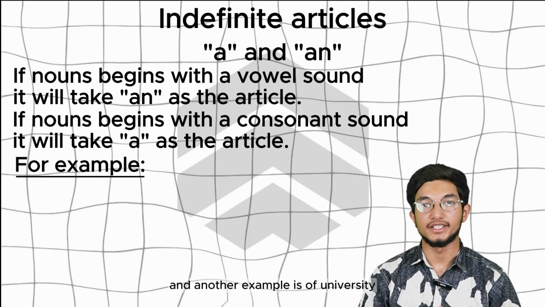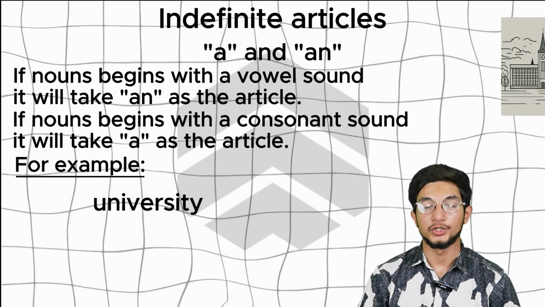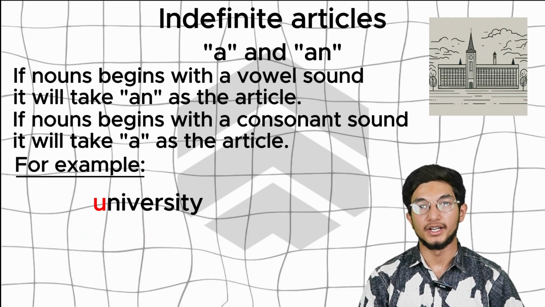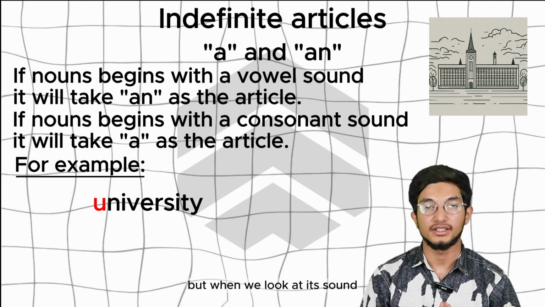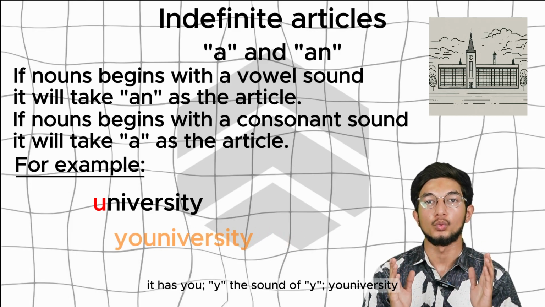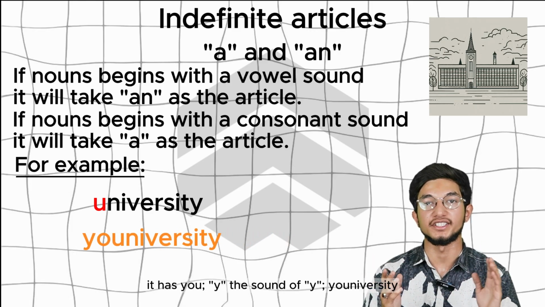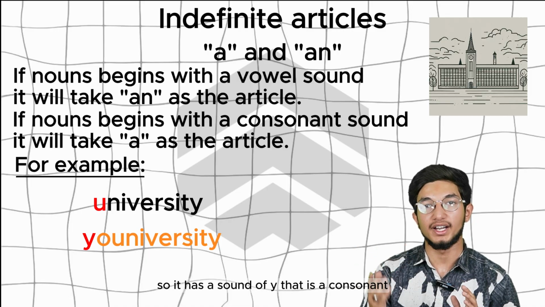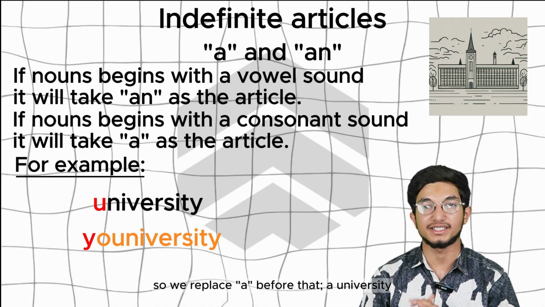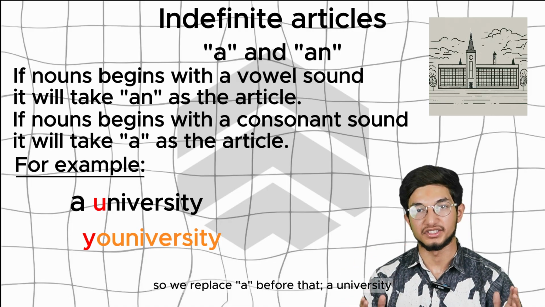Another example is university. University begins with a vowel U, but when we look at its sound, it has the sound of Y, university. So it has the sound of Y, that is a consonant. So we will place a before that, a university.